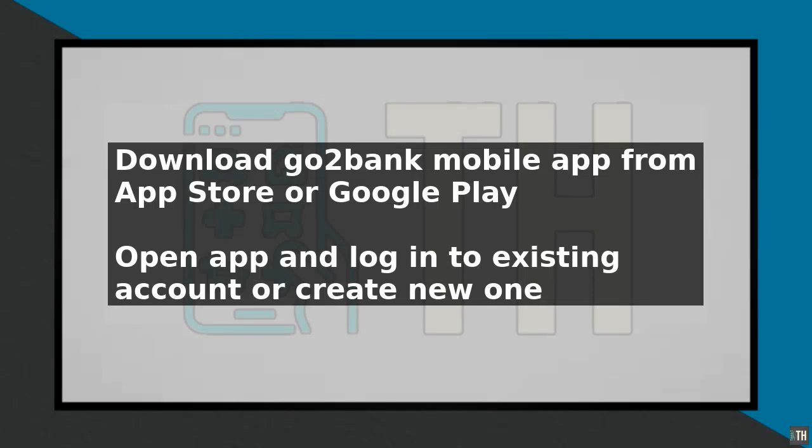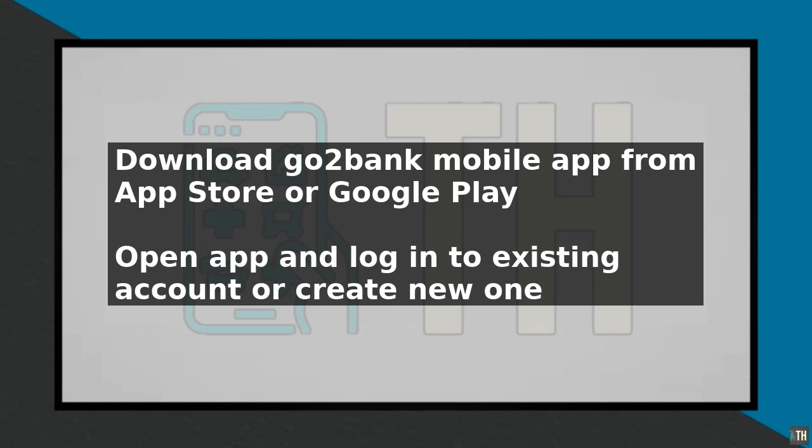To use Go2Bank with Zelle, start by downloading the Go2Bank mobile app from the App Store or Google Play. Then open the app and log into your account. If you do not have a Go2Bank account, you can create one directly from the app. Once you are logged in, navigate to the Send Money tab.